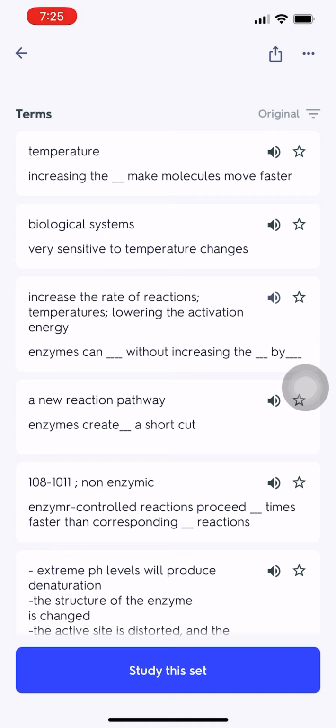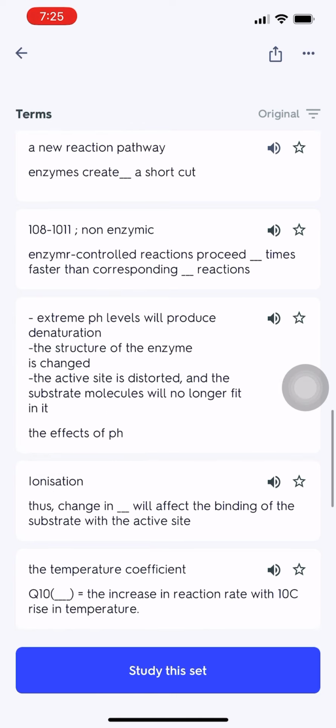Enzymes can react without increasing the temperature by providing a new reaction pathway. Enzymes create a shortcut. 10^8 to 10^11: enzyme-controlled reactions proceed many times faster than corresponding non-enzymic reactions.